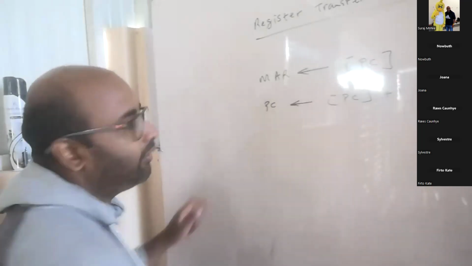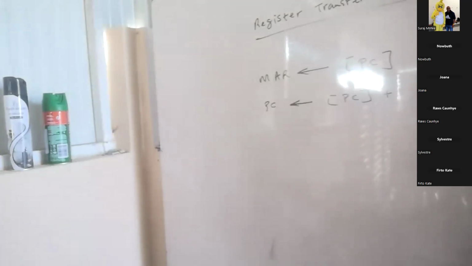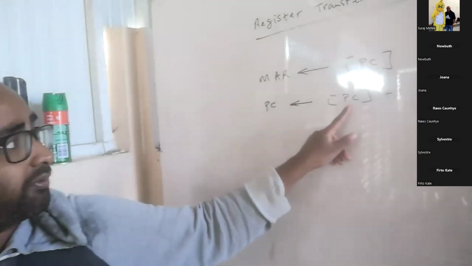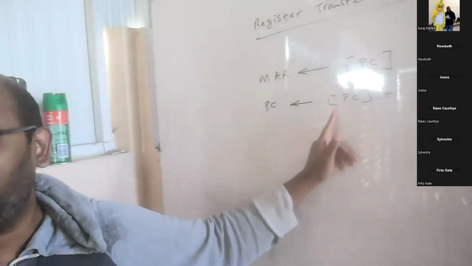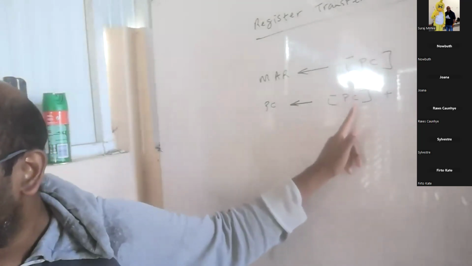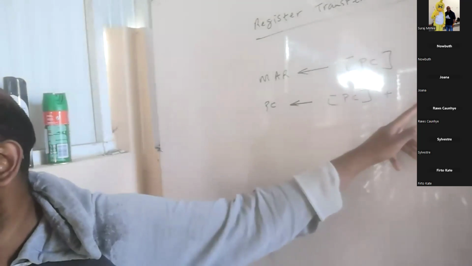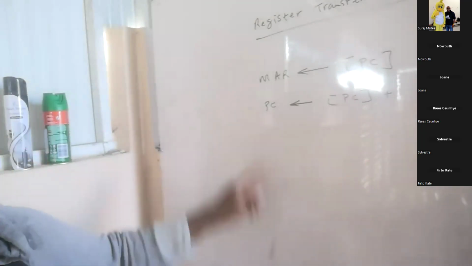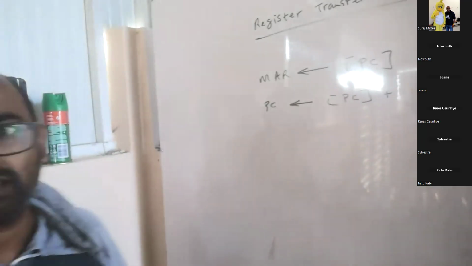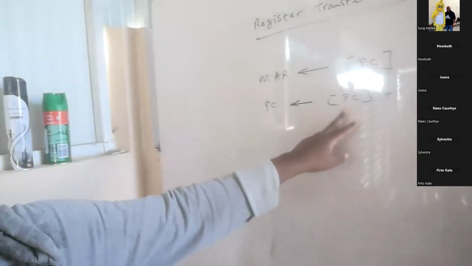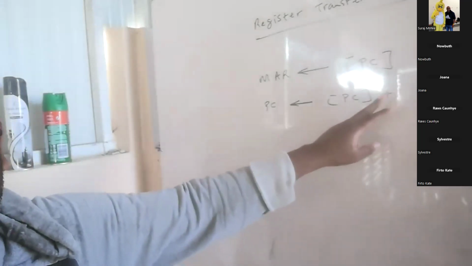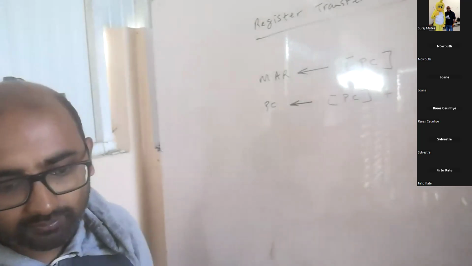That's what is happening. But most importantly, the single bracket means I look at the address of PC and I add one to it and I store it back to PC. Whatever the address of PC, I add one to it and store it back to PC.